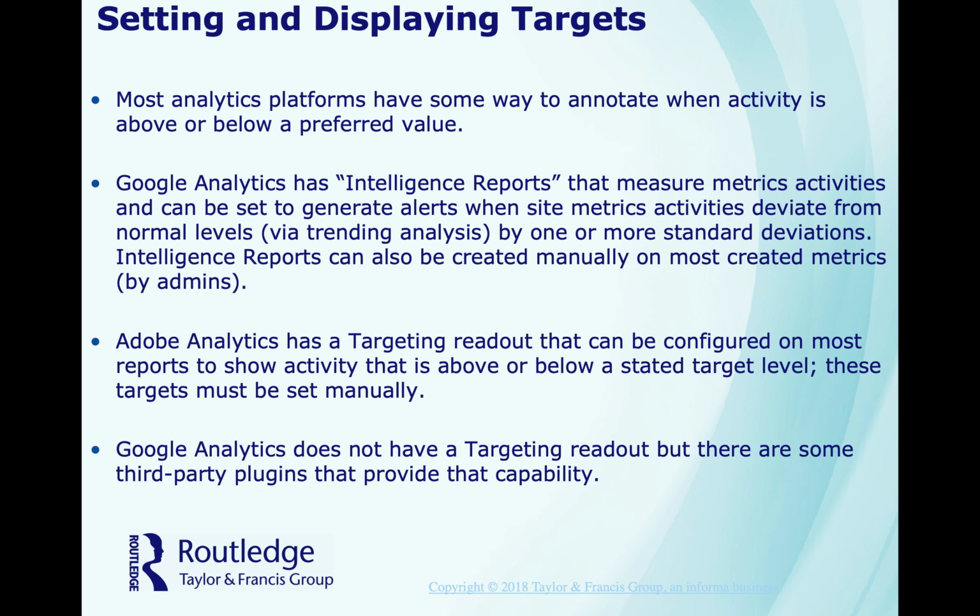Adobe Analytics has targeting readouts that can be configured in almost all reports to show activity that is above or below a stated target level. These targets must be manually set. Google Analytics does not have a targeting readout, but there are some third-party plugins that you can use to provide this.